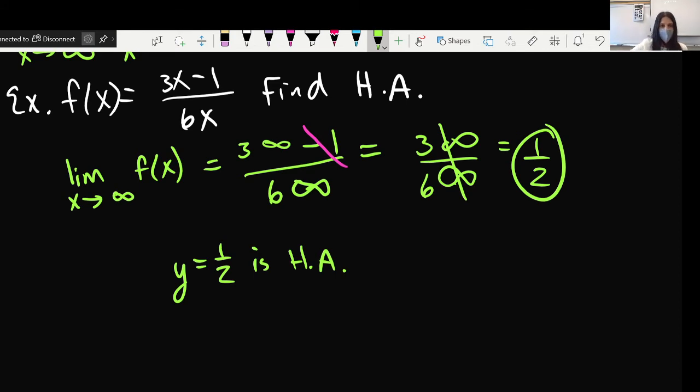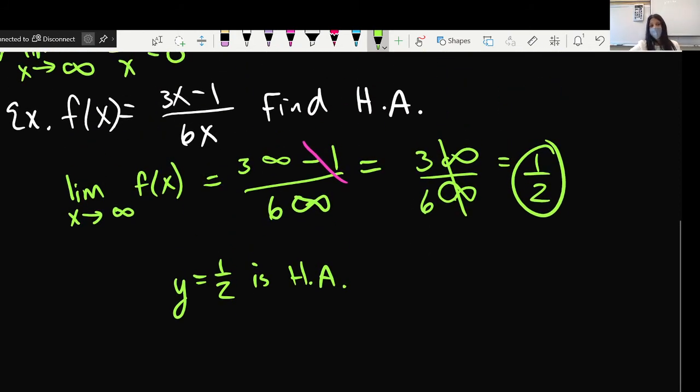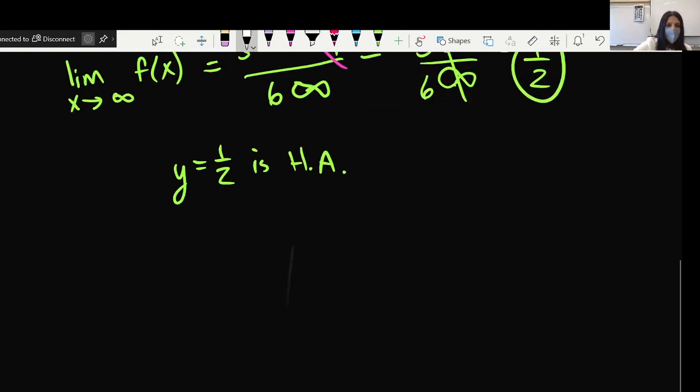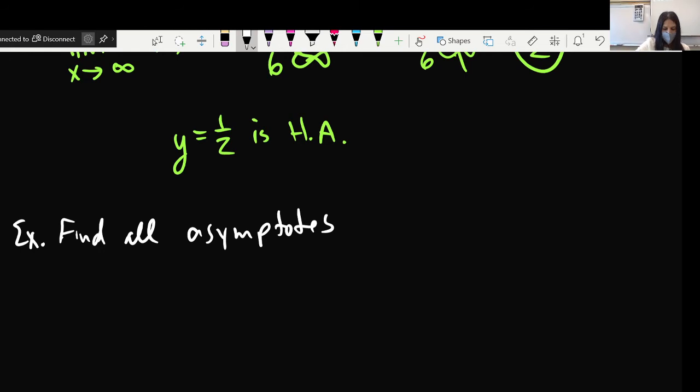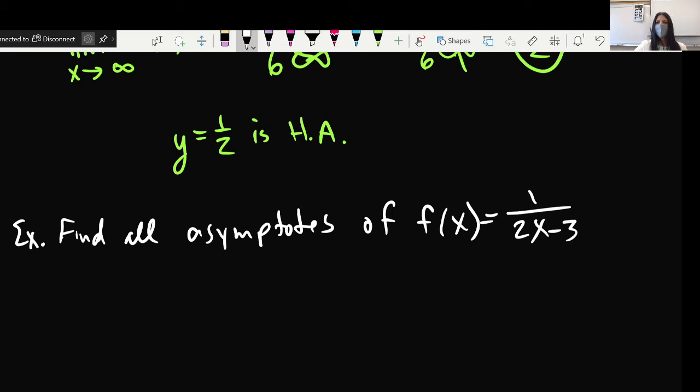Questions so far? Are things pretty straightforward? Let's do another one. Let's say, for example, we want to find all asymptotes of f of x equals 1 over 2x minus 3.